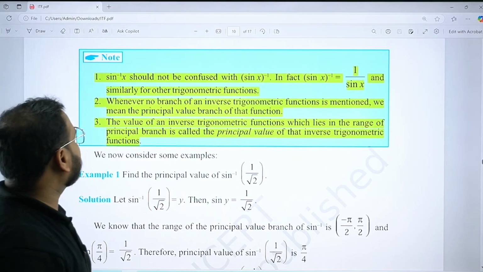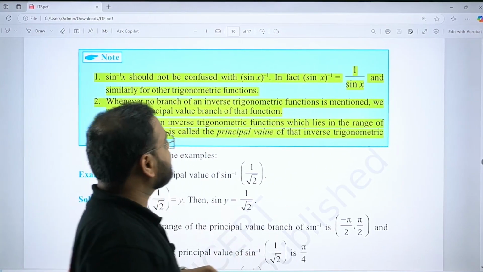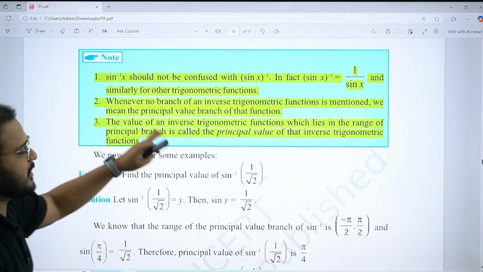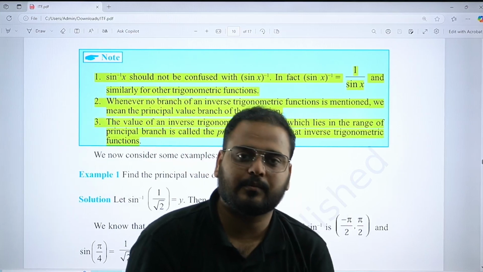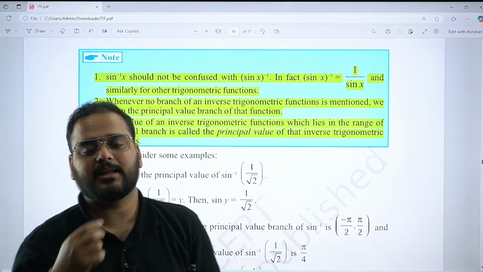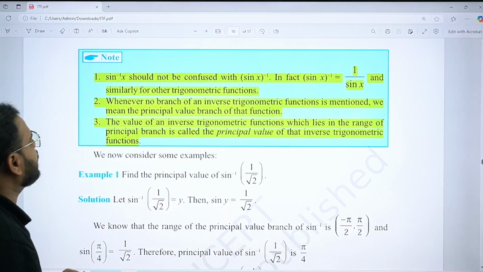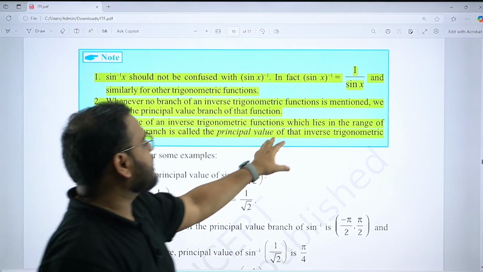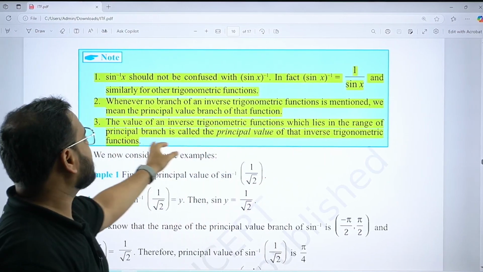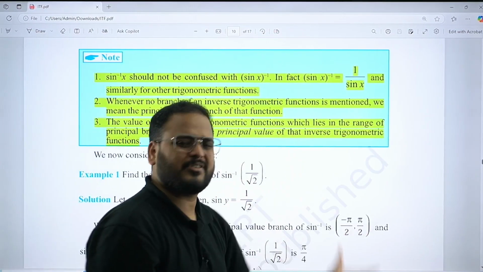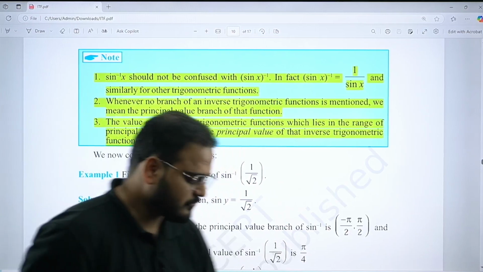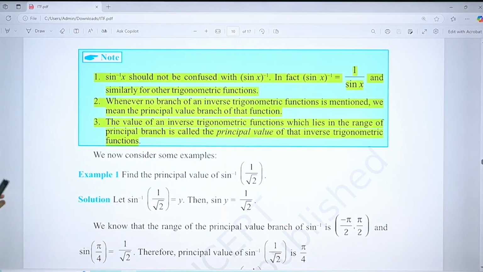Whenever no branch of an inverse trigonometric function is mentioned, we mean the principal value branch. Usually they specify a particular branch if they're asking a question like that. But if they don't, you have to simply assume that they're talking about the principal value branch. The value of an inverse trigonometric function which lies in the range of the principal value branch is called the principal value of the inverse trigonometric function. Simple definition. Not much is there, but you have to know this as well.